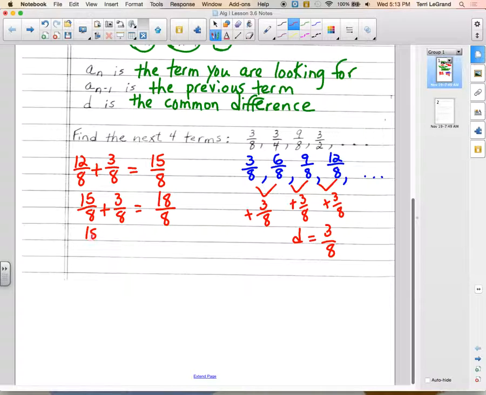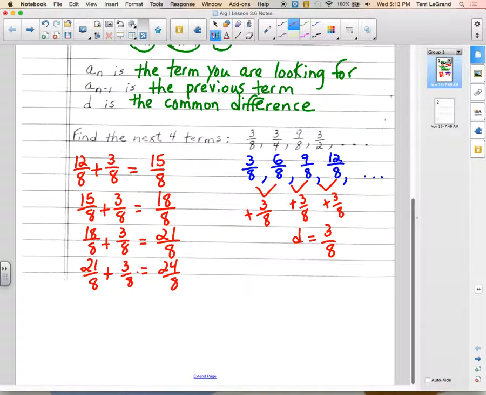18/8, add 3/8. Now we have 21/8. And we need 4 of them, so 21/8 plus 3/8, 24/8.